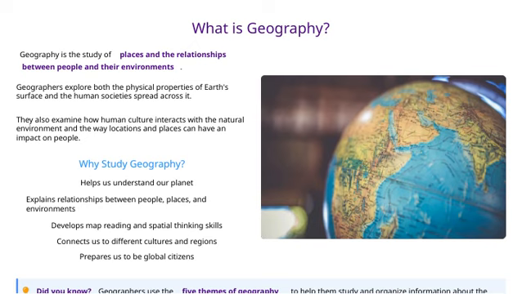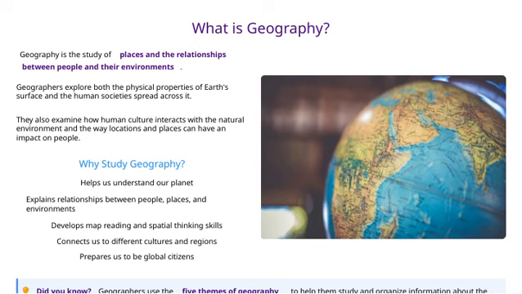Now, why should we study geography? First, it helps us better understand our planet, its landscapes, climates, and ecosystems. It also explains the connections between people, places, and environments, which is really important in our interconnected world. Plus, studying geography improves skills like reading maps and thinking about space, skills that are valuable in many areas of life.